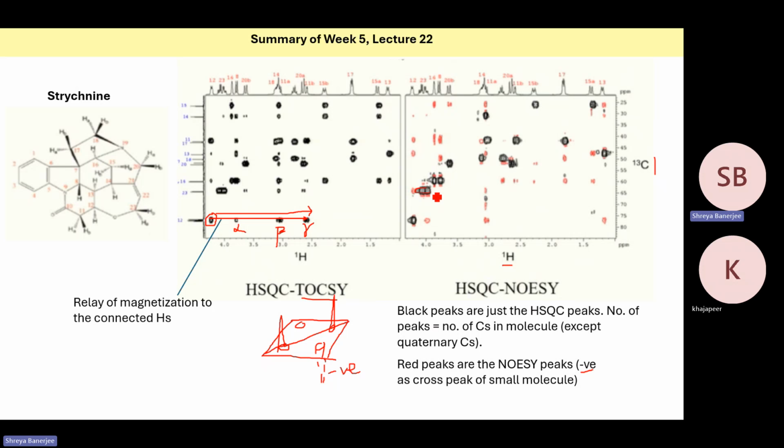Similarly, if I choose this peak, this is the HSQC peak of another amino acid. If you go in a horizontal line, you will be able to see the TOCSY cross peaks. And similarly, in the case of NOESY, you will be able to understand the proximity with other amino acids within the polypeptide chain. So this is how you will get information from this kind of combined 2D spectrum.